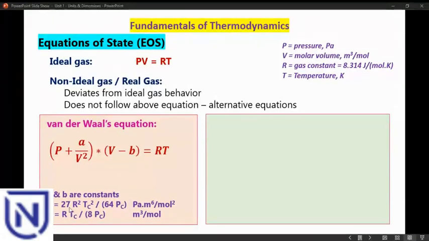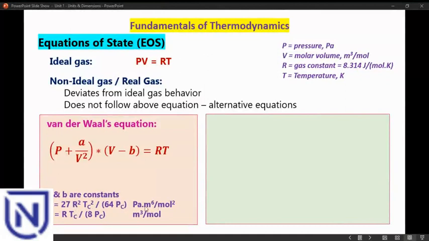Now A is given by an equation, 27 R square Tc square, where Tc is the critical temperature. For a given gas, there is something called critical temperature, critical pressure, and critical volume, which are fixed, standard numbers for that gas. Based on these, the constants A and B depend. So if critical conditions are given, A and B are calculated like this. Usually A and B are available directly for a given gas.